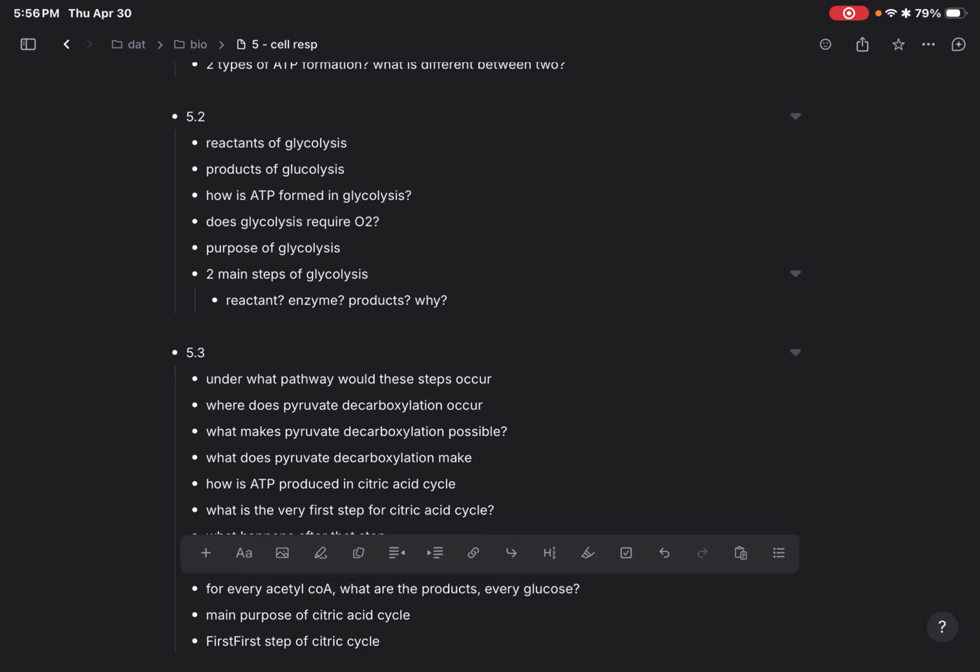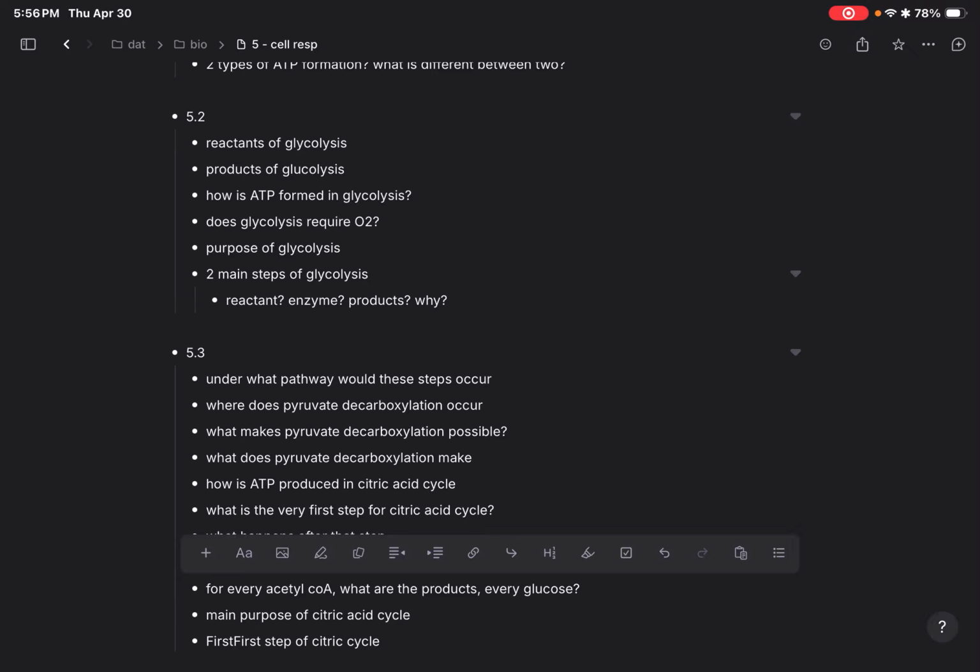Okay, let me do that again. So what are the net reactants of glycolysis? I'm not going to put in the numbers, but I think it's 2 for everything. We have 1 glucose, 2 ATP, and 2 NAD+. Now, for the products, we get pyruvate, H2O, ATP, and then NADH.